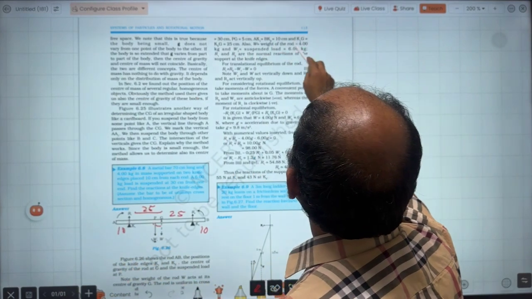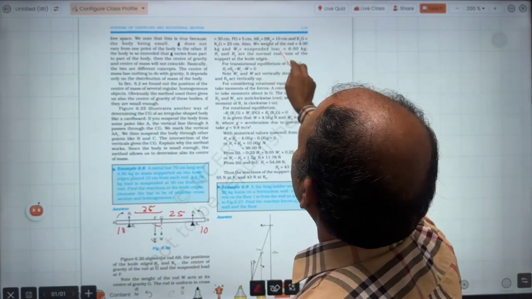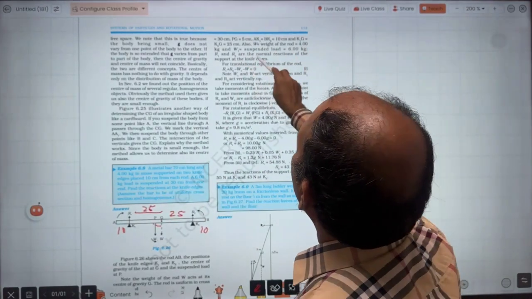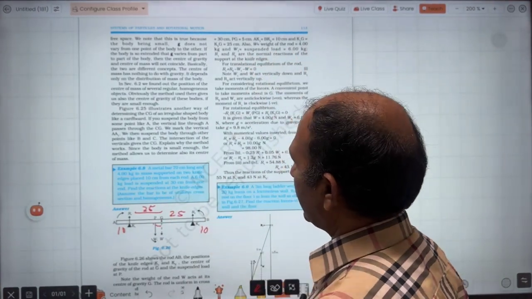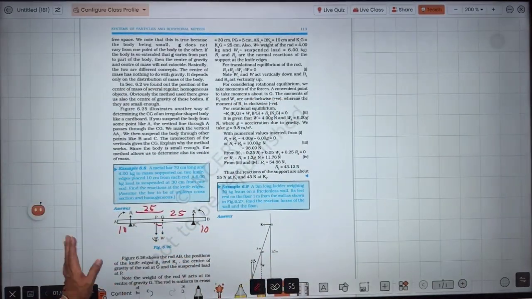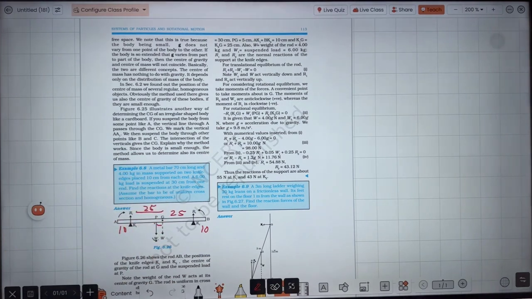And then the weight of the rod is 4 kg, that will act downward. And W1 is the suspended load, that is also given, 6 kg. R1, R2 are the normal reactions, normal reactions will act. So up to here there is no problem. Now for the rotational equilibrium, meaning the body should not rotate, the force in this direction and the force in this direction must be equal and opposite.